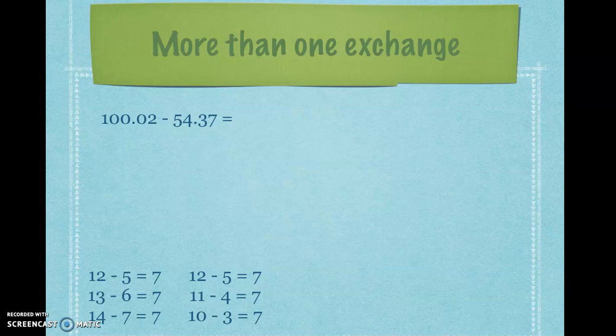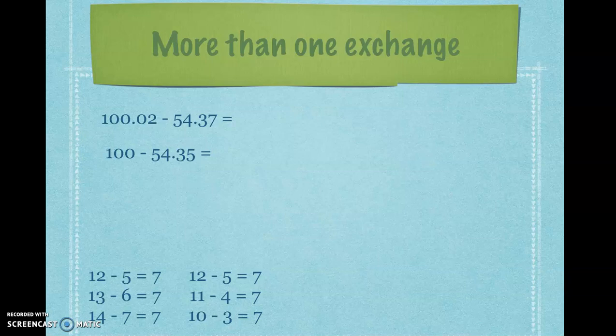So instead, I'm just going to use a different strategy, picking the best strategy for the problem that is in front of me. And have a think, if you can identify what I would take away from each side. I'm going to take away two hundredths from each side. So I would now have 100, and I'm going to take away 54.35. So I've taken away 2 hundredths from both sides of the equation.